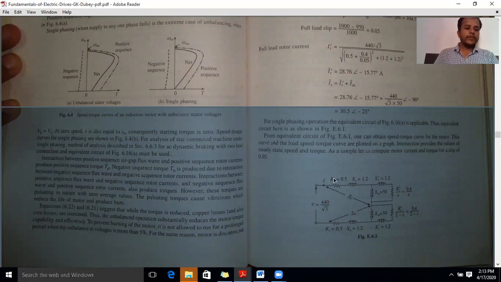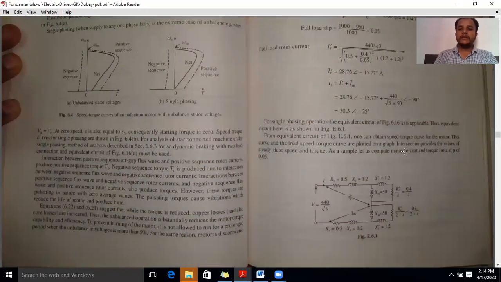So at that time, whatever the positive sequence voltage Vp is there, it is equal to the negative sequence voltage. So under single phasing, Vp is equal to Vn. So In is equal to minus Ip. That is, the negative sequence current is equal to minus of Ip.